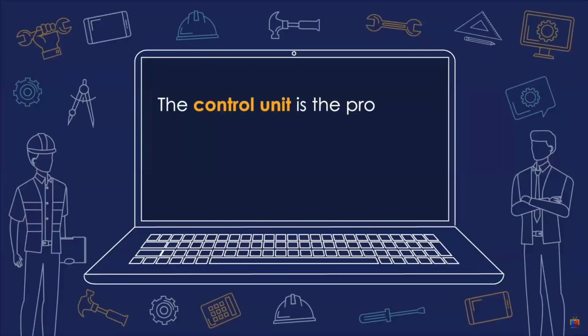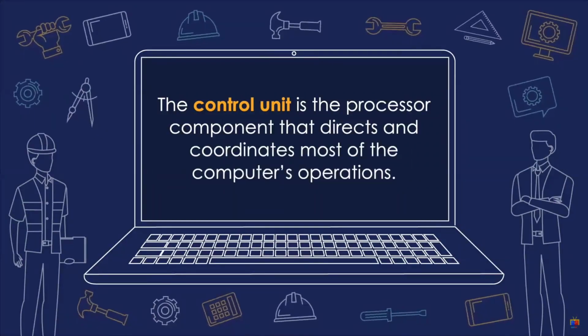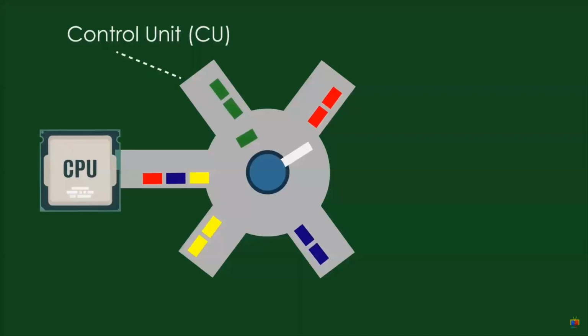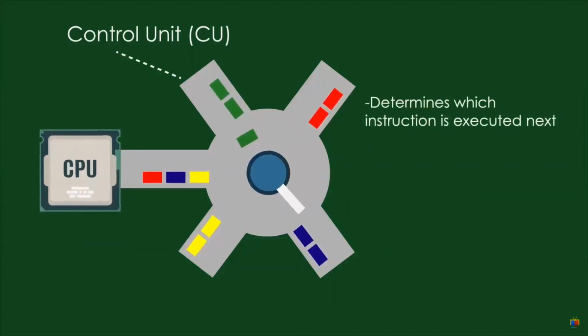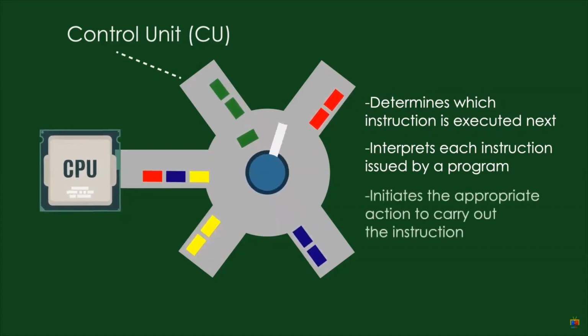Under the Central Processing Unit, we have 2 essential units here, and these are the Control Unit, or the CU, and the Arithmetic Logical Unit, or the ALU. The Control Unit controls the flow of data within the system. The Control Unit is the processor component that directs and coordinates most of the computer's operations. The Control Unit has a role much like a traffic police. It determines which instruction is executed next, and it interprets each instruction issued by a program and initiates the appropriate action to carry out the instruction.